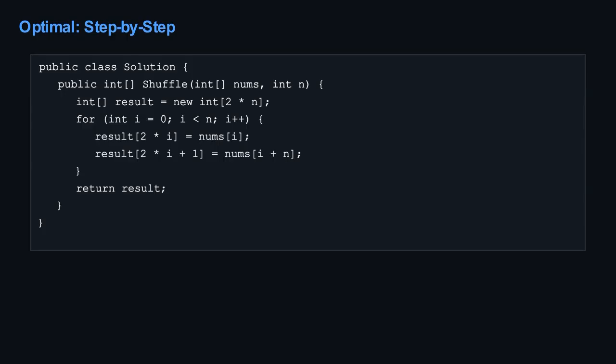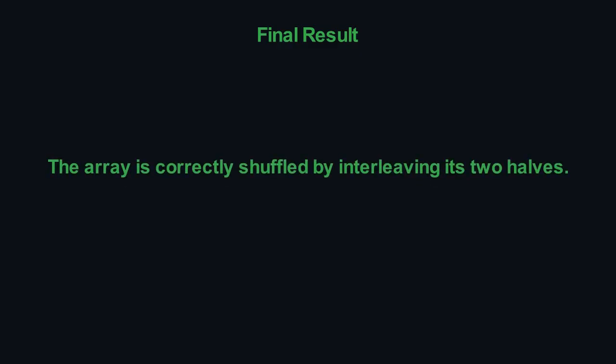When i is 1, nums sub 1 is 5, so result sub 2 becomes 5. Nums sub 1 plus 3 is nums sub 4, which is 4, so result sub 3 becomes 4. Result is now 2, 3, 5, 4, and the rest zeros. Finally, for i equals 2, nums sub 2 is 1, so result sub 4 becomes 1. Nums sub 2 plus 3 is nums sub 5, which is 7, so result sub 5 becomes 7. The loop finishes. The final result array is 2, 3, 5, 4, 1, 7.